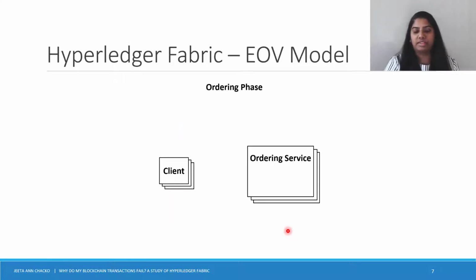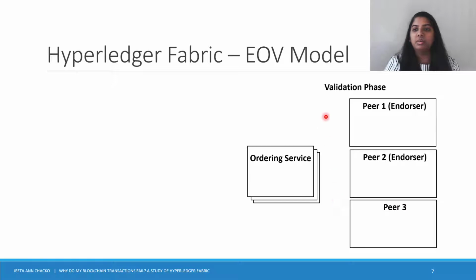Next, the ordering phase. Here, the clients send the read-write sets from the endorsing peers and their signatures to the ordering service. The ordering service is a set of one or more nodes that follow a crash fault tolerant consensus model and orders the transactions into blocks. These blocks are cut based on either the size of the transactions, the number of transactions, or a block timeout.